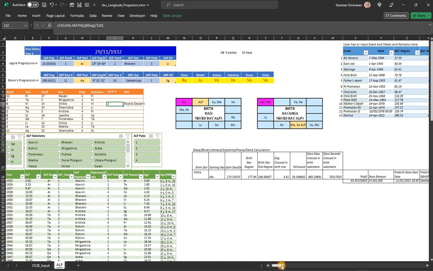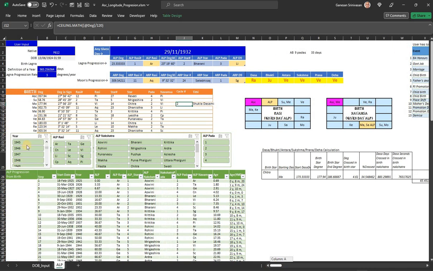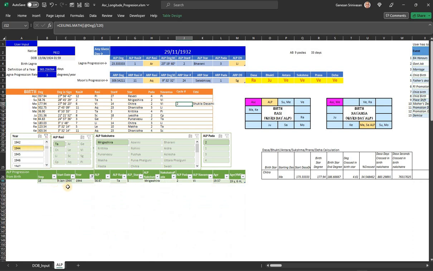Let us check how 1944 was. So here I have slices for each year. You can check how 1944 was. So let me wait a little. So 1944 alone is filtered out, and when you click on that particular date, this particular any given day would also change to the same chosen date, and you can immediately see where the ALP was.